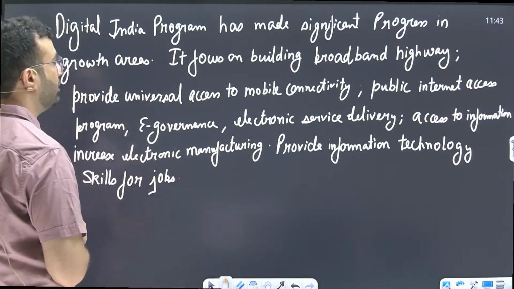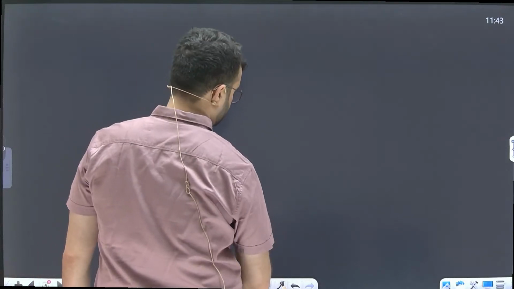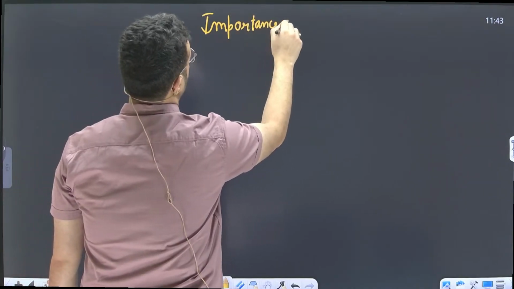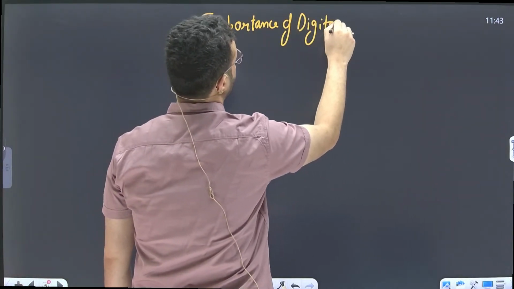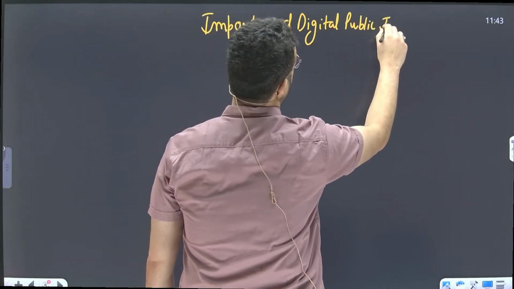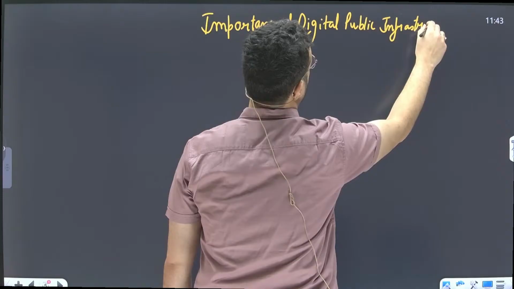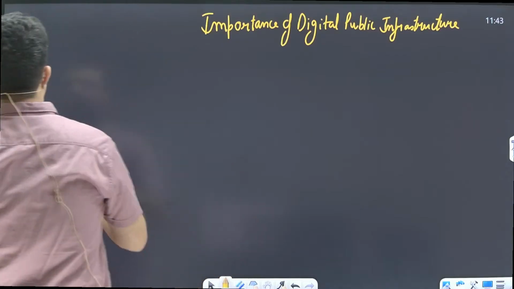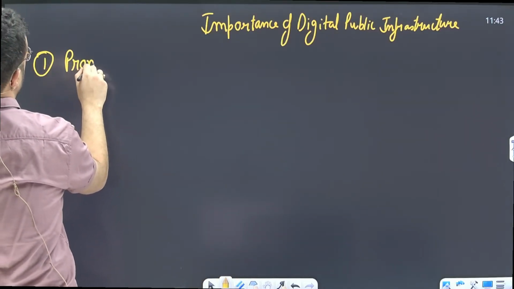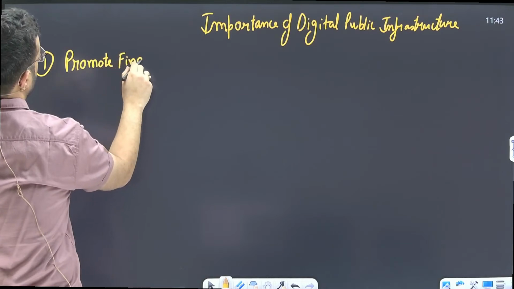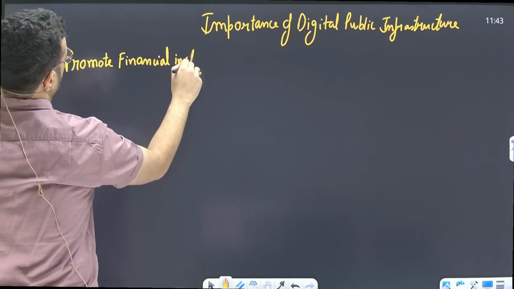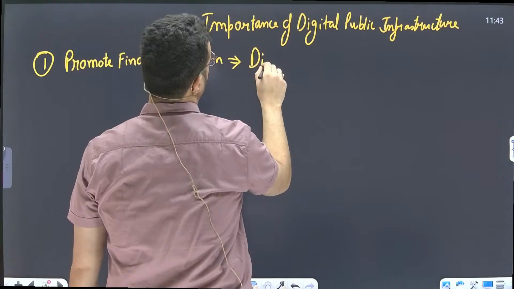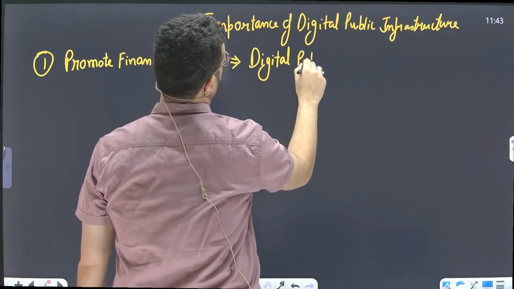Now, if we talk about the importance of digital public infrastructure, why is digital public infrastructure so important? First, it promotes financial inclusion. Digital public infrastructure promotes financial inclusion.